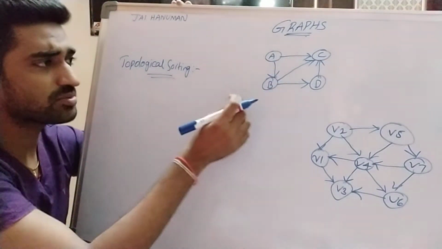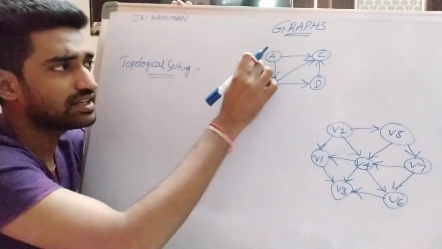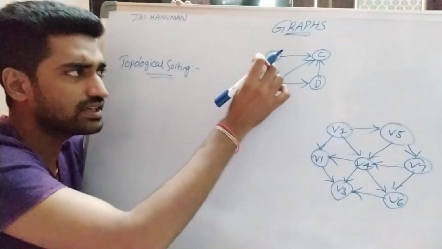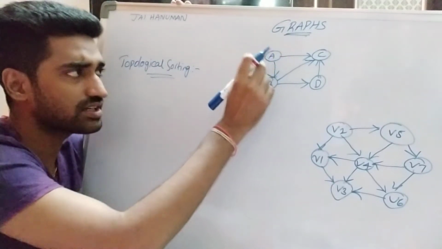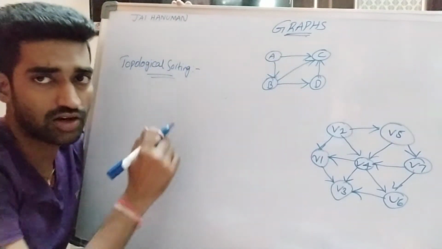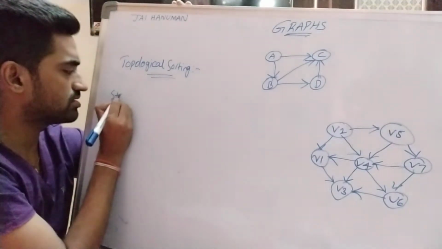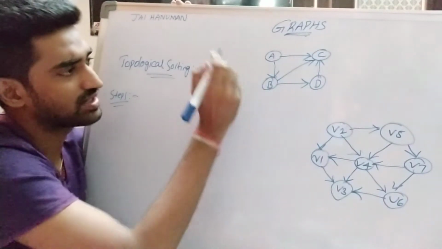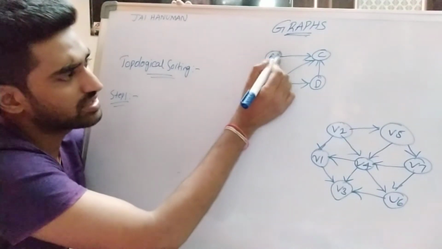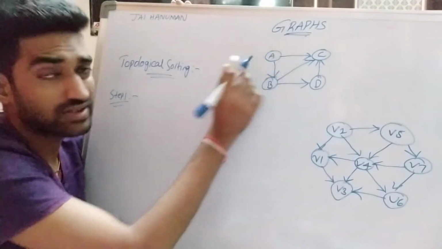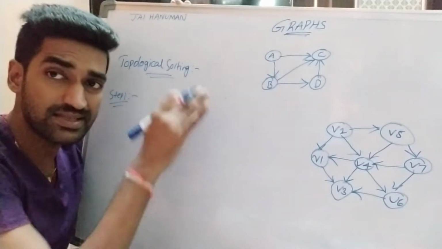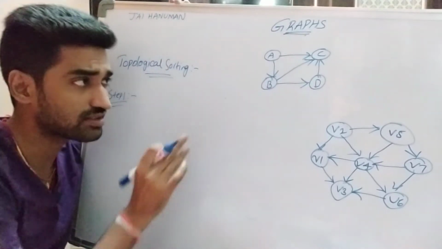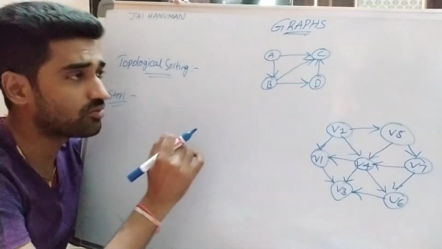So what is the general process? First of all, we find the integrity for each and every vertex. If any vertex has integrity 0, that vertex is removed from the graph and added to the output. So here, step 1: we calculate the integrity for each and every vertex. What is integrity? It is the number of incoming edges incident on a vertex. That is said to be the integrity of a vertex.